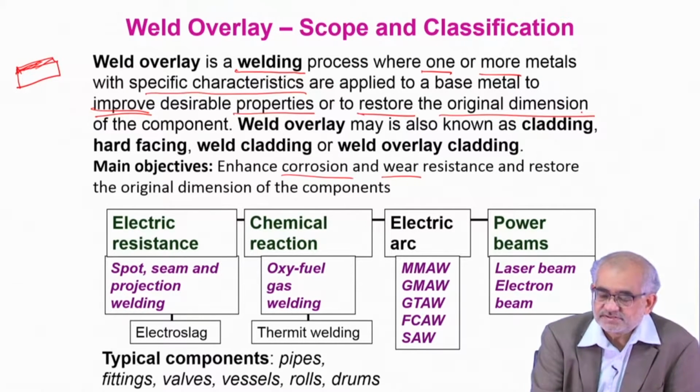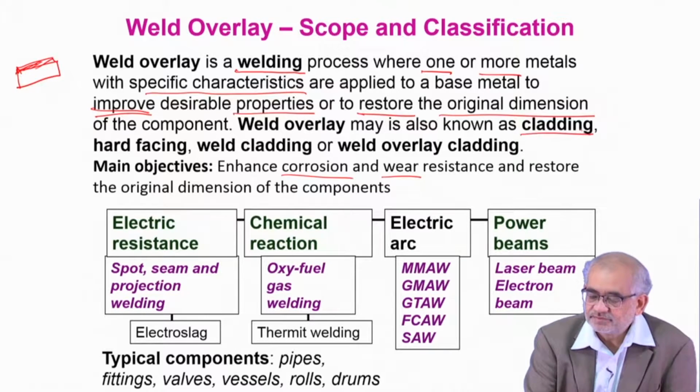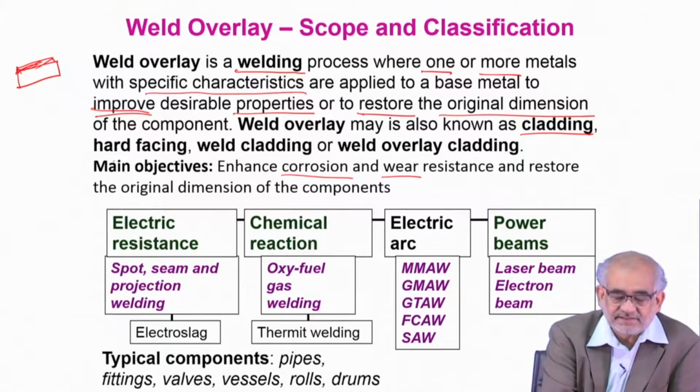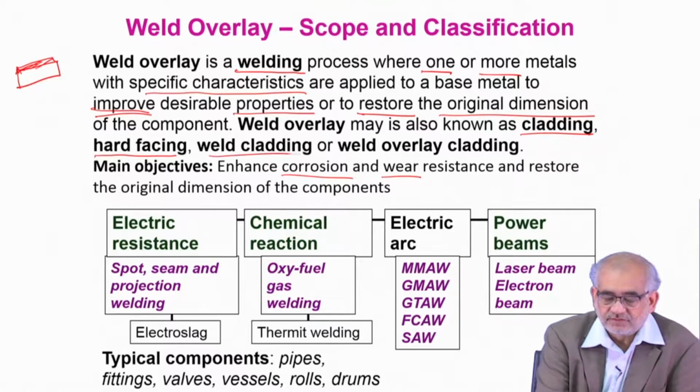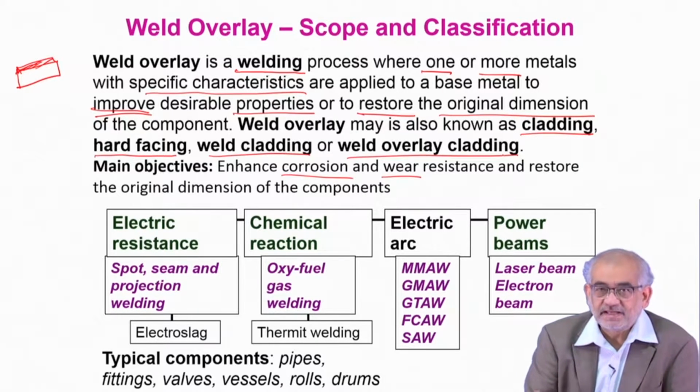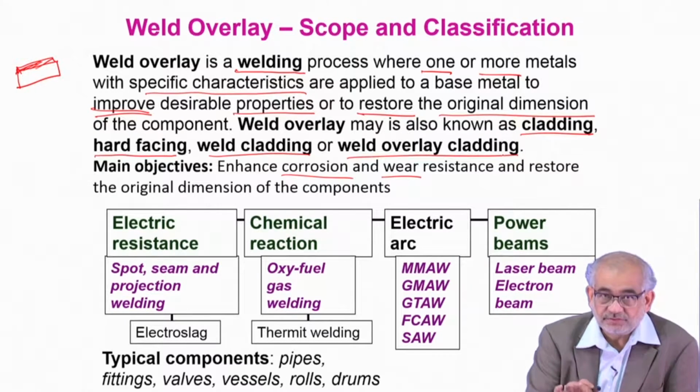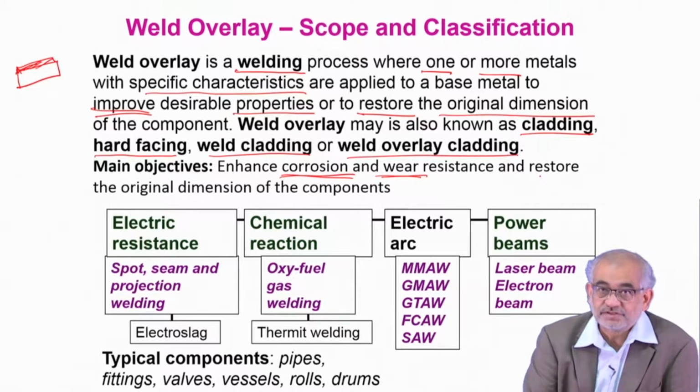So, this process is also known by several other names. For example, the more commonly used words are cladding and also hard facing, weld cladding, weld overlay cladding, and various kinds of overlaying terms. So, we are adding on, we are creating a new layer on top of an existing solid component. The composition can be very different. We are not constrained by kinetics or thermodynamic constraints, and the intention is to improve the surface dependent properties like corrosion, wear, and in addition we can also do the restoration job. We can restore the original dimension of the components.